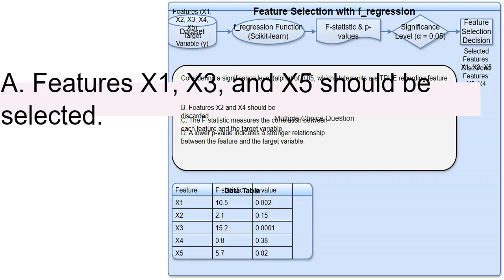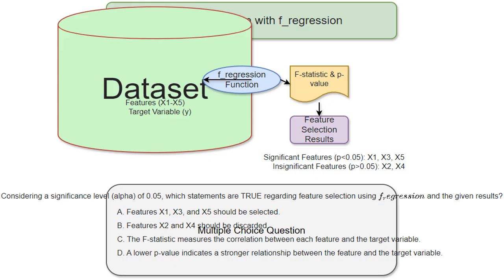The f-statistic measures variance explained, which is related to but distinct from correlation. Correlation specifically describes linear relationships. I'm using a dataset with 5 features, x1, x2, x3, x4, x5, and a target variable, y. For feature selection using the f_regression function in scikit-learn, I'll use this data to determine which features are most important in predicting the target variable.